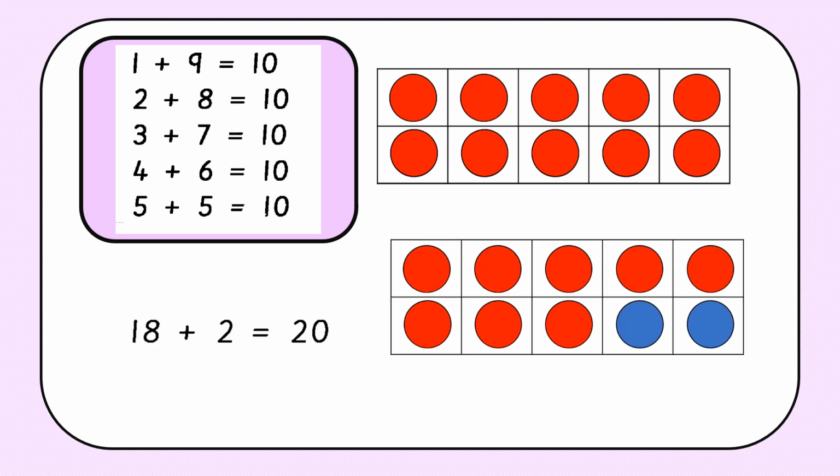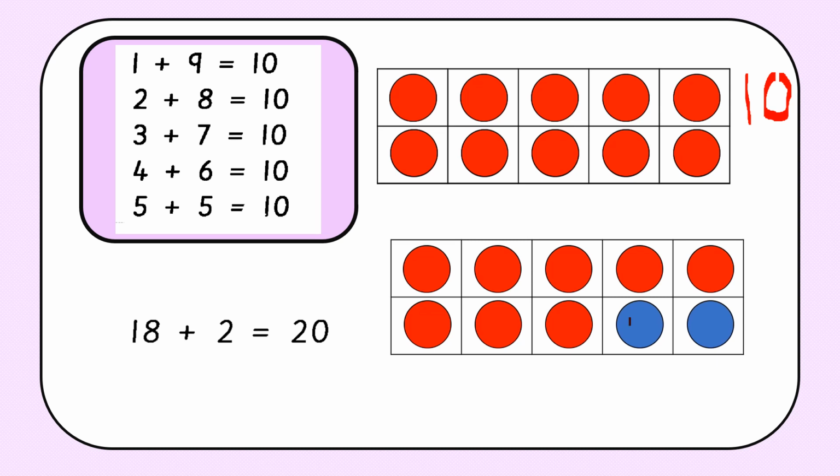Okay, let's have a look at this number bond. We need to work out how many are red and how many are blue. So, we know on the top 10 frame, there are 10 that are red. We can subitize. We don't need to count. We know that when the 10 frame's full, there's 10. Let's work out how many red circles are on the bottom 10 frame. I know that when the 10 frame's full, there's 10.